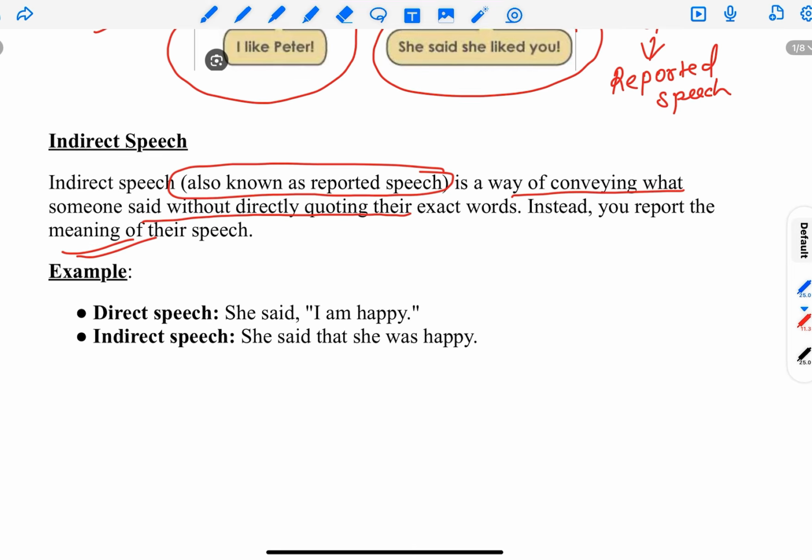Here is an example for you. "She said, 'I am happy.'" This is an example of direct speech. The same can be written like this: She said that she was happy. So we have seen that all the commas and quotation marks have been removed when we change a direct speech into indirect speech.